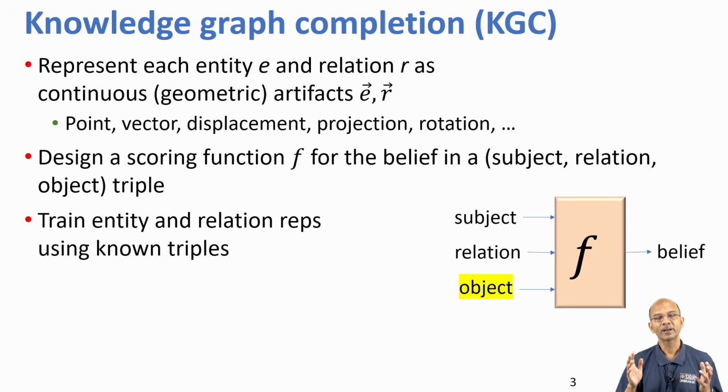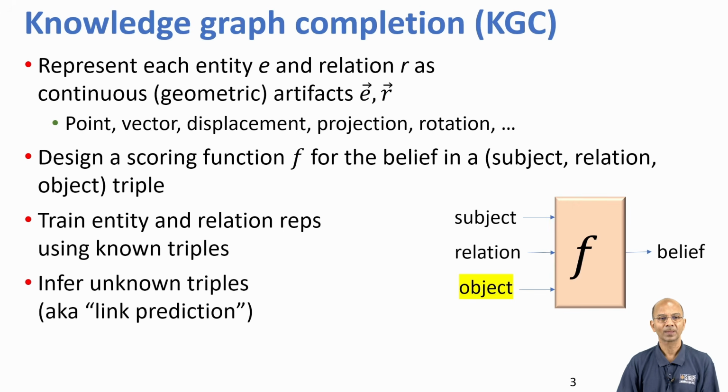By the way, when I say fact in this lecture, it basically means some kind of a claim. So a claim can be either true or false. During training, I will give triples like this and their ideal belief value, be it 1 or be it 0. And the algorithm will fit the representations like those points or vectors or displacements or rotations.